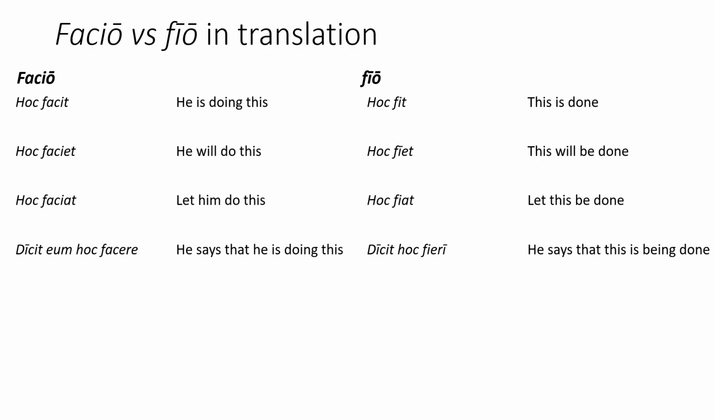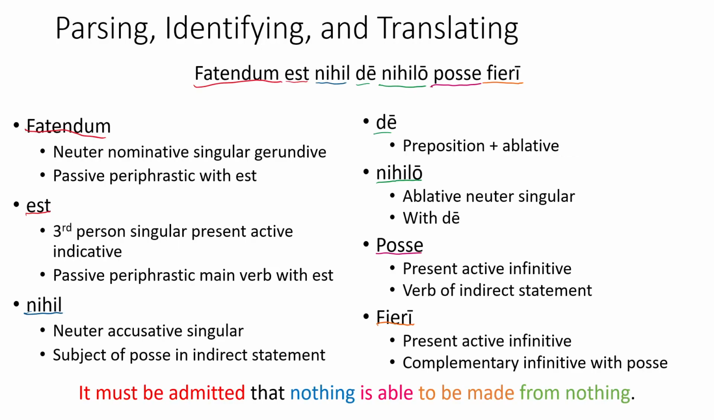Finally, let's see the difference in indirect statement. In dicit eum hoc facere, eum is the subject of facere, and hoc is the direct object, and the sentence is translated as he says that he is doing this. However, with fieri, since it is passive, hoc is the subject and there's no need for the eum, so the sentence is translated as he says this is being done.